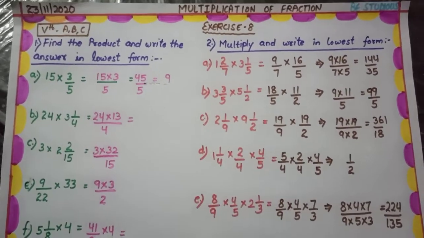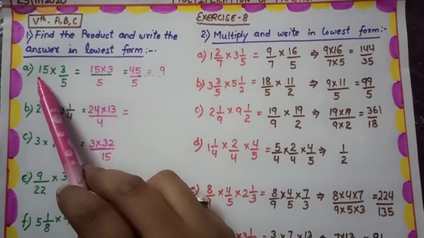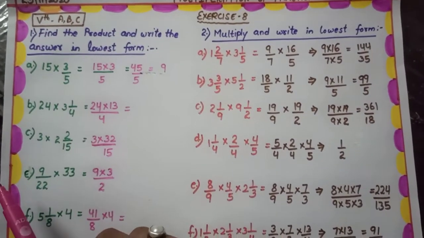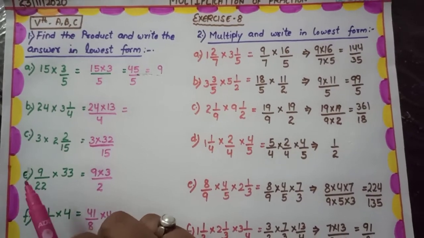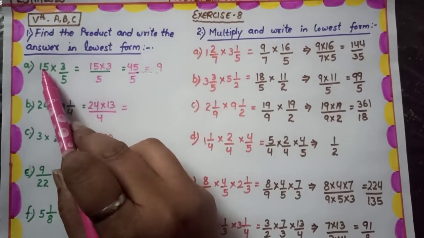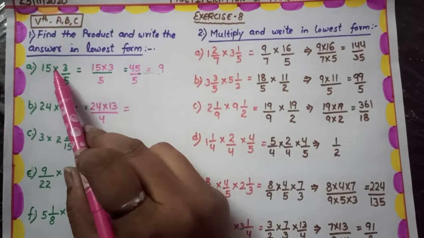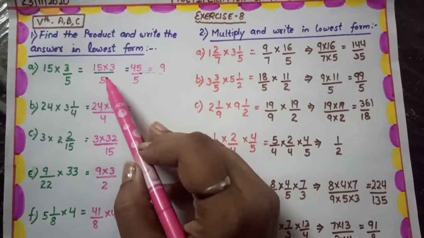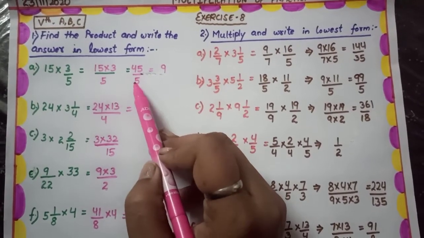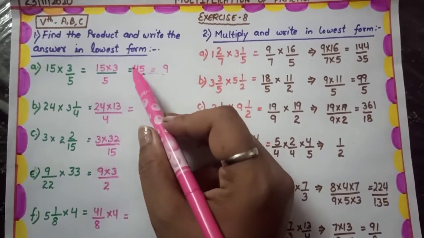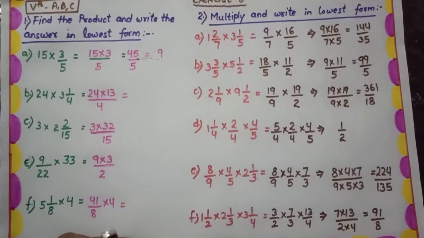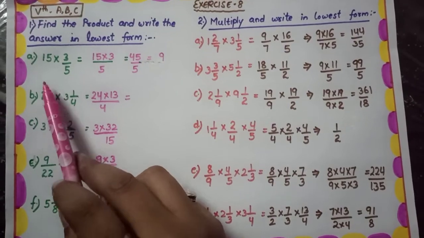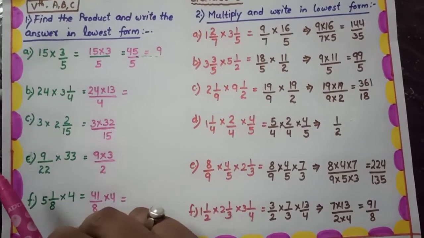Okay, see, in A part we have a whole number that is 15 and a fraction that is 3 upon 5. Now what I have done, first step is I have multiplied these numbers. 15 multiplied by 3 is 45, and then in the denominator we have 5, and after multiplying it I have divided it, right?